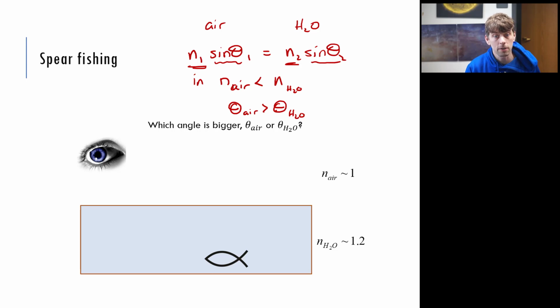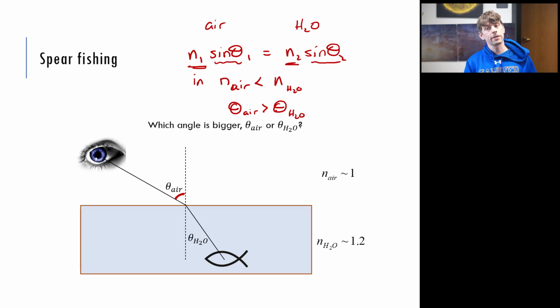So what does this look like practically? Something like this. Any ray of light that's emerging from the water, the angle with respect to normal has to increase when it passes into the air. Pretty cool, huh? Well, let's take a step further.